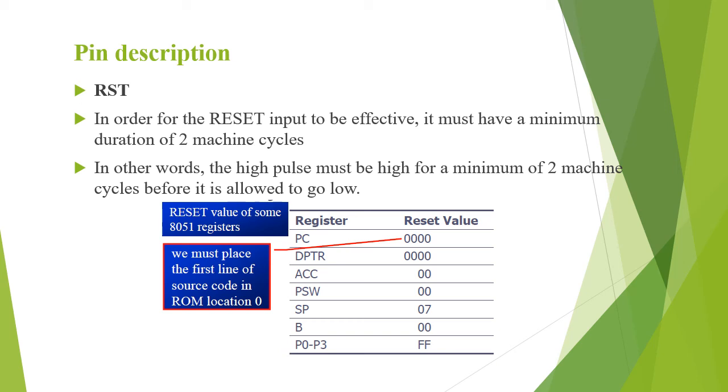For program counter and for data pointer, the reset value is 0000. For accumulator, it is 00. For program status word register, it is 00. For stack pointer, it is 07. For register B, it is 00. For input output ports P0 to P3, it is FF. So the first line of source code in ROM location 0 should have the reset value 0000.